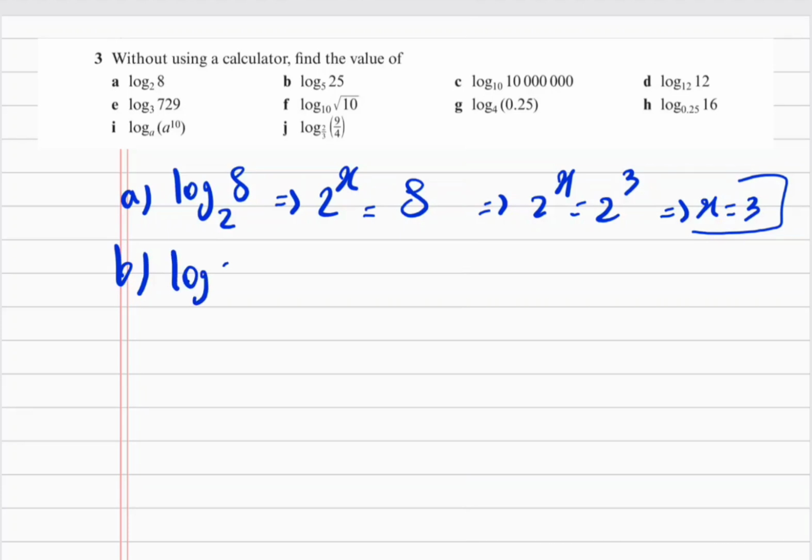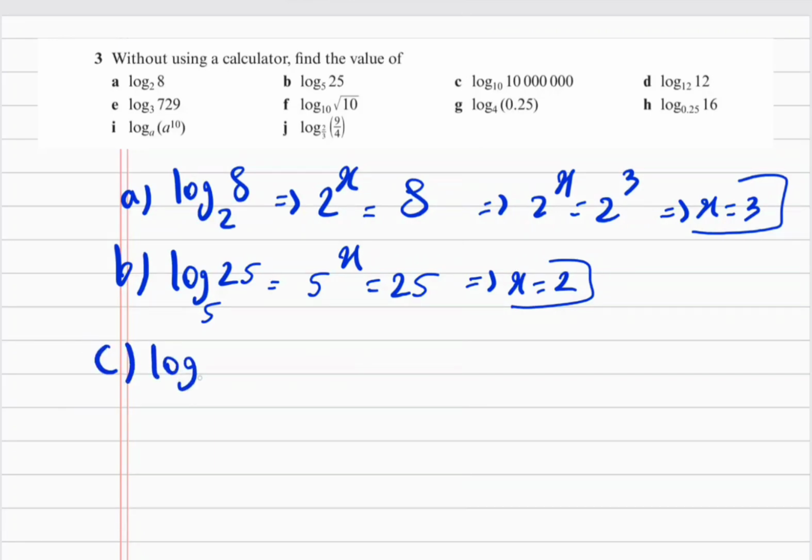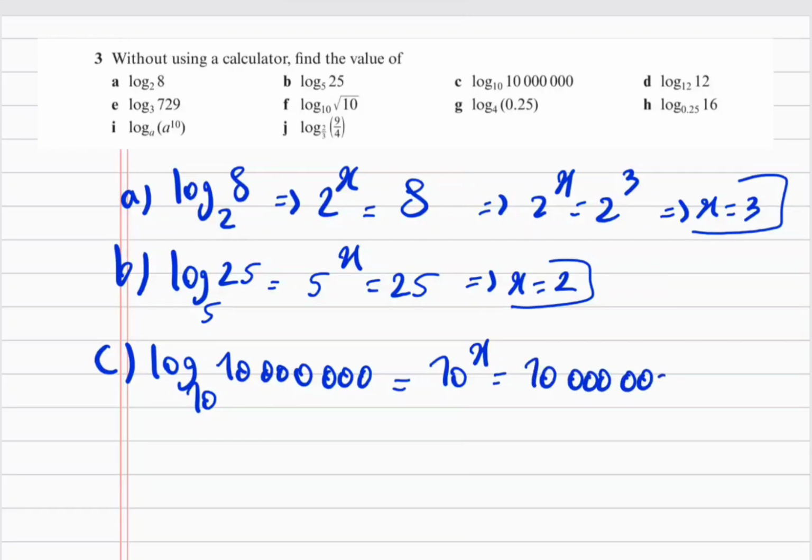So for part B we have log 25 base 5. This is equal to 5 to the power of x is equal to 25, and we know that 25 is 5 squared, so x is equal to 2. For C, we have log base 10 of 10 million, and in this case we have 10 to the power of x is equal to 10 million, and x is simply equal to 7, because 10 to the power of 7 is equal to 10 million.